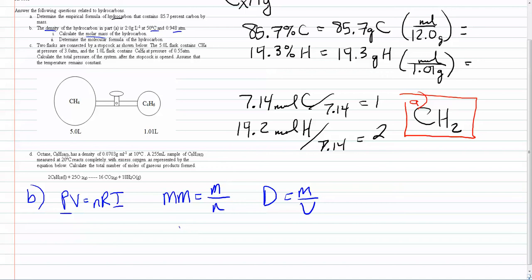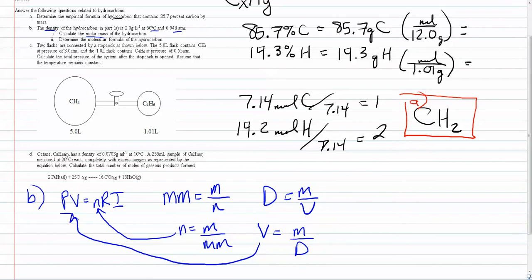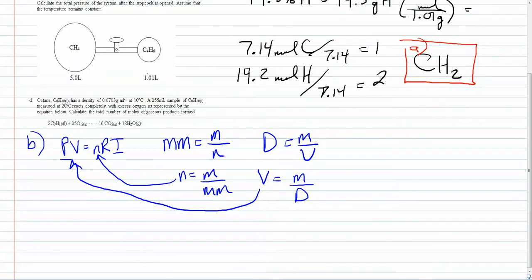So I'm going to resolve this guy for n. n is mass over molar mass, and we're going to plug that in there. Then to replace the volume we don't know, we're going to use the density equation, V equals mass over density, and we're going to plug that guy in over here. Now when we get this all plugged in, I'm going to do it right over here on the side. We've got P times m over D is equal to mass over molar mass times RT.